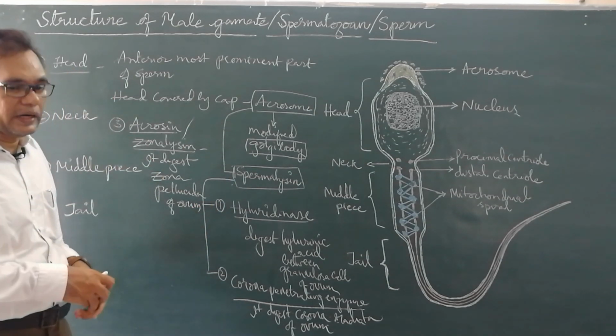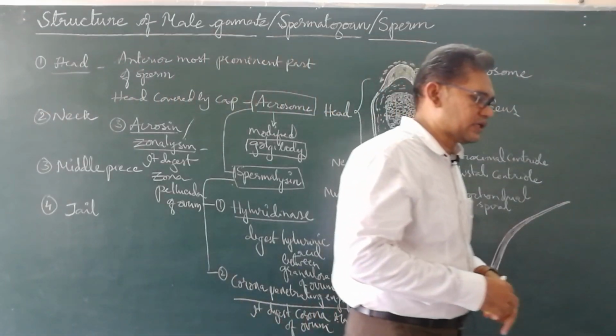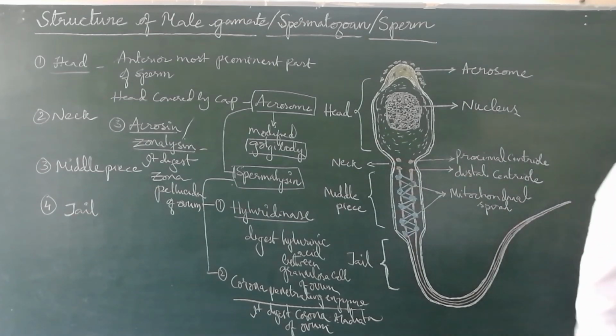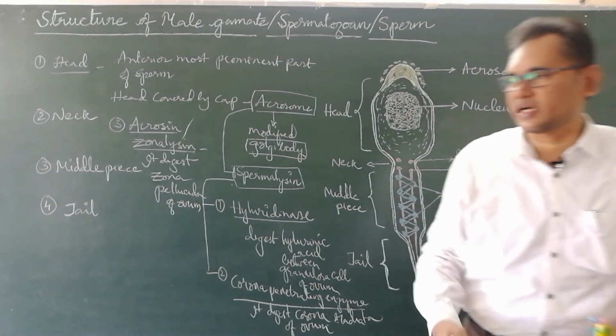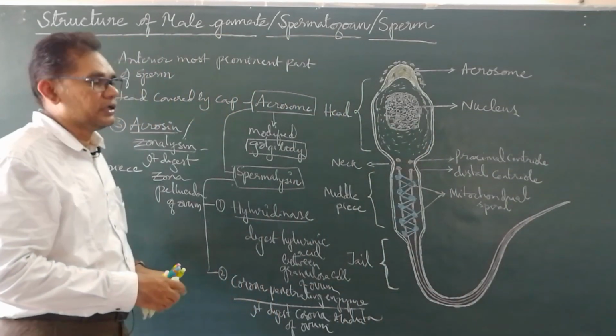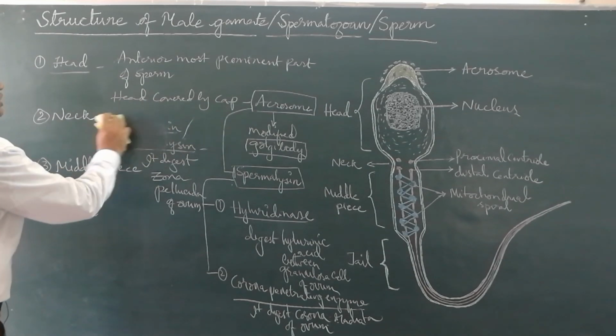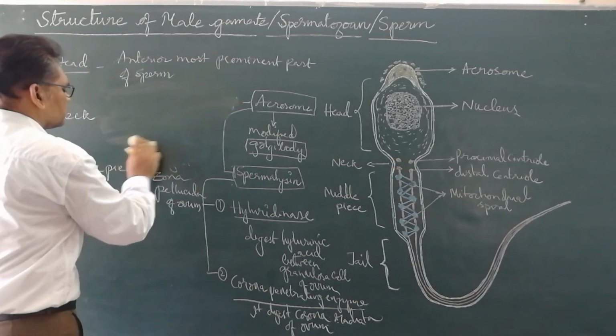Next, the head is connected to a structure. What is that structure? The middle piece. The head is connected to the middle piece by an indistinct structure called the neck. Now next, the neck.